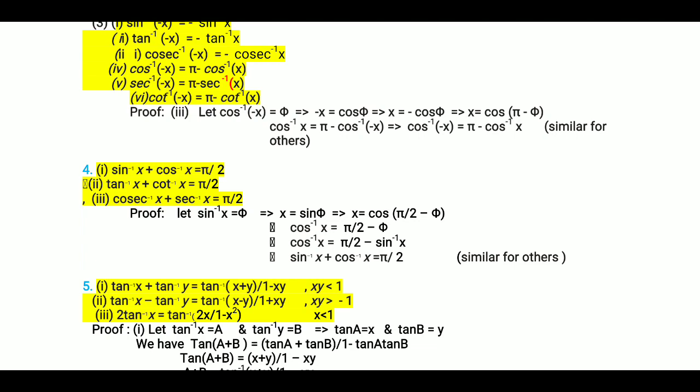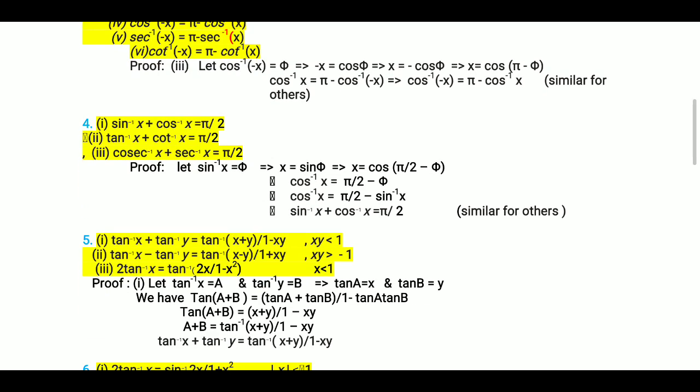Now taking one side, sin inverse x plus cos inverse x is equal to pi by 2. This is the proof of the first one. Similarly we can prove the other parts.